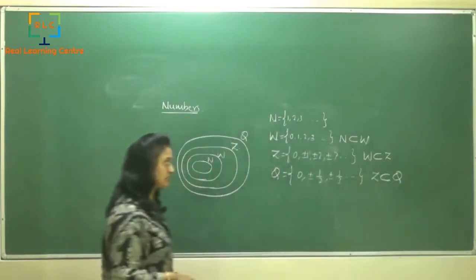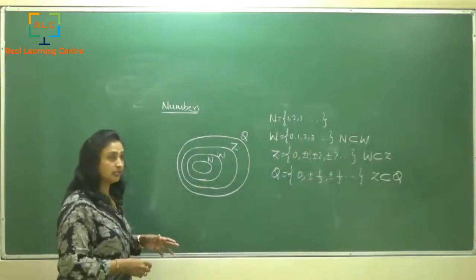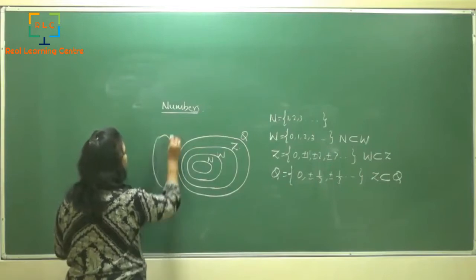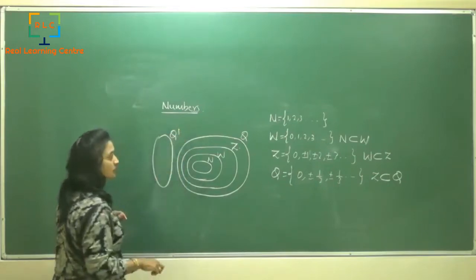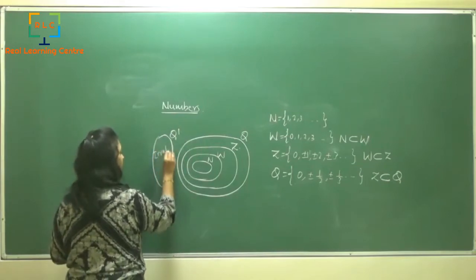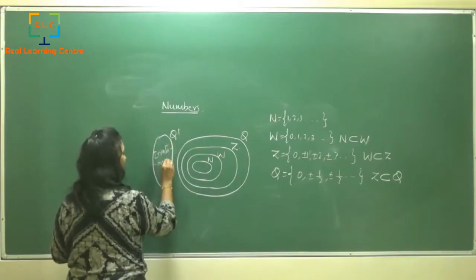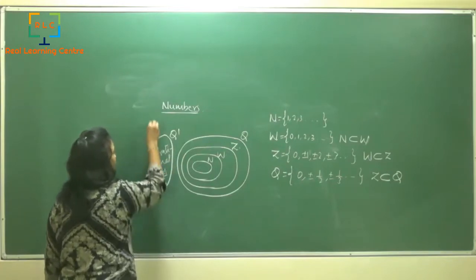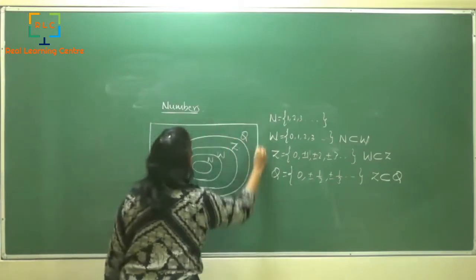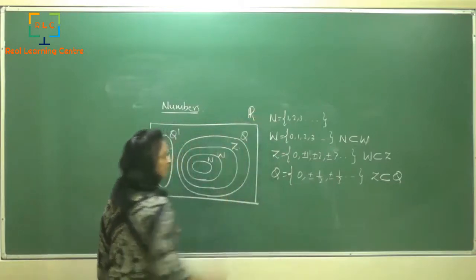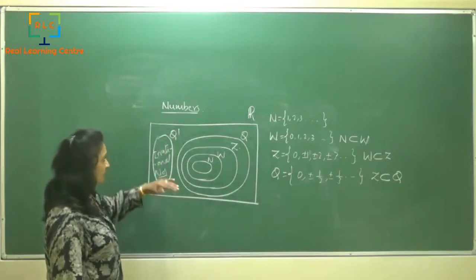Now other than rational numbers, there is another set which is called irrational numbers. They are all non-terminating, non-repeating decimals. So I'll call that Q dash. So what are Q dash? Q dash are all irrational numbers. Now this Q and Q dash all together form our real numbers. Okay, so Q as well as Q dash.